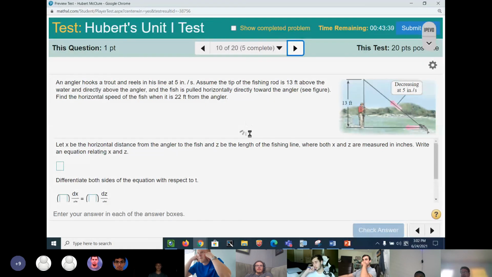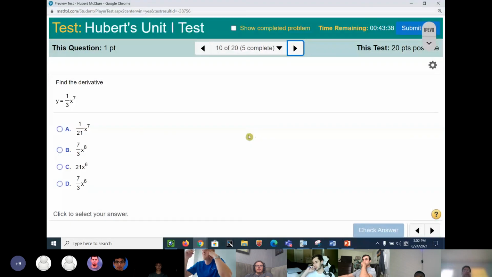Next. Oh, there's one of the gimmies. There's one of your gimmies. This one, if you miss it, you don't tell anybody. I think there's like 4 of these on the test.